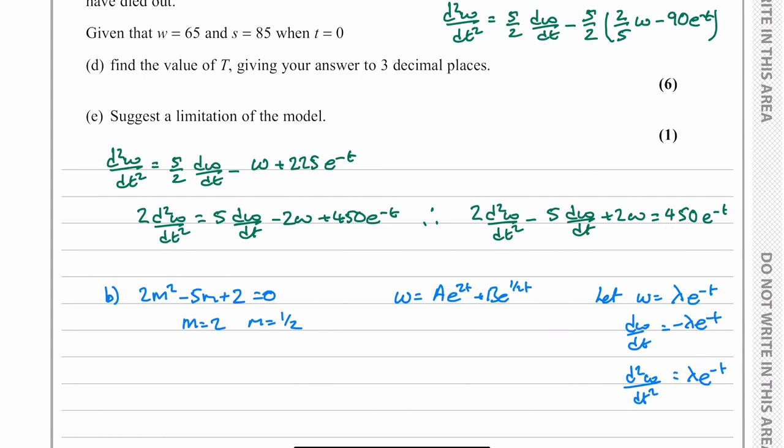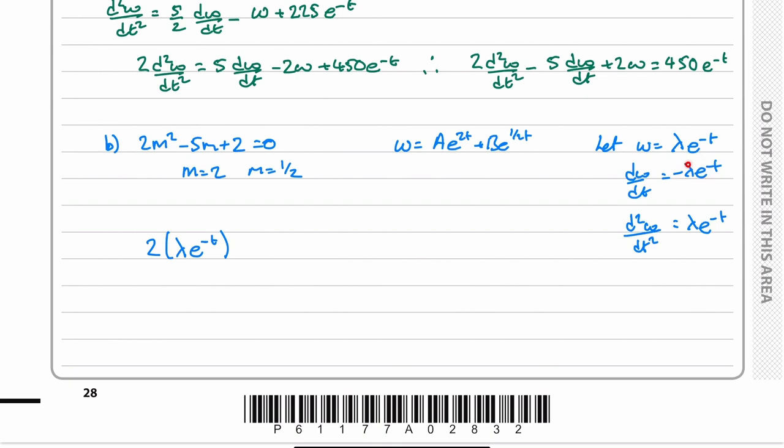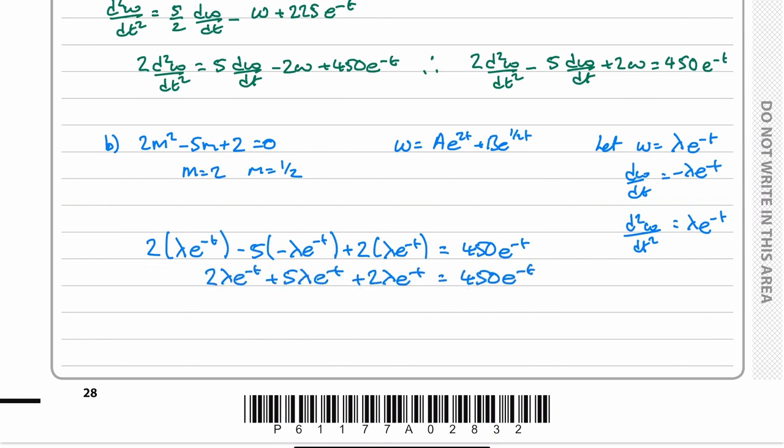So we'll substitute this into here. We'll substitute this term into here and the w term into here. And this will equal 450 e to the negative t. Then we can tidy up this left hand side. We'll divide through by e to the negative t. So 9 lambda will equal 450. So lambda must equal 50. So our general solution then will be that w is equal to the complementary function given here plus our particular integral, where this is 50.